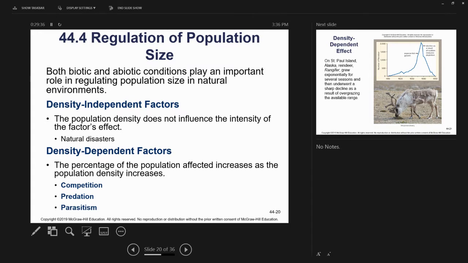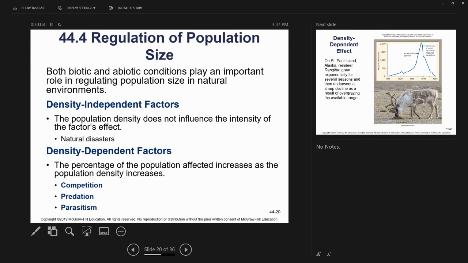So within those, we have density independent factors. These are often the abiotic conditions. It doesn't matter how many individuals of an organism there are in the area, they're all going to get wiped out if a density independent factor happens. So natural disaster. A forest fire doesn't care how many individuals there are of your species in the forest. If it burns down the forest, everybody's going to die.